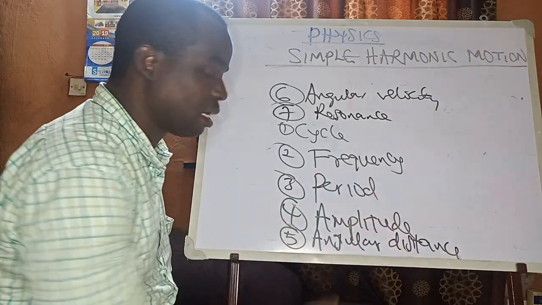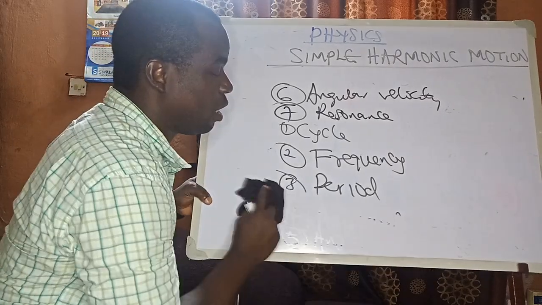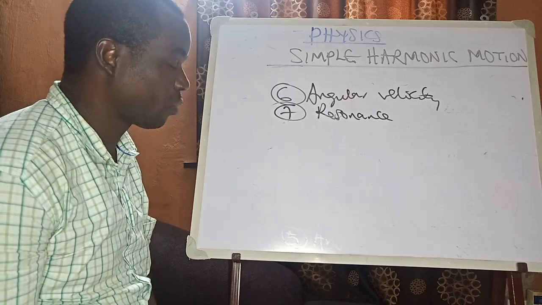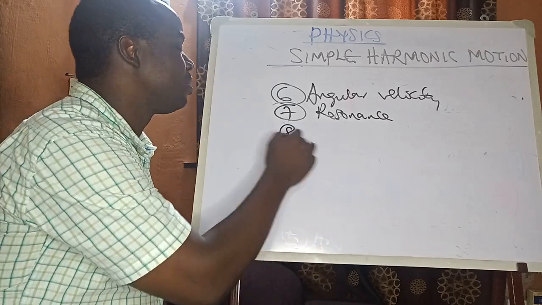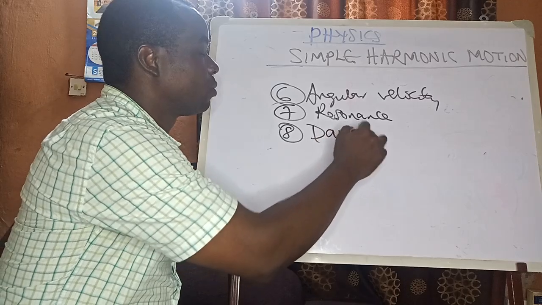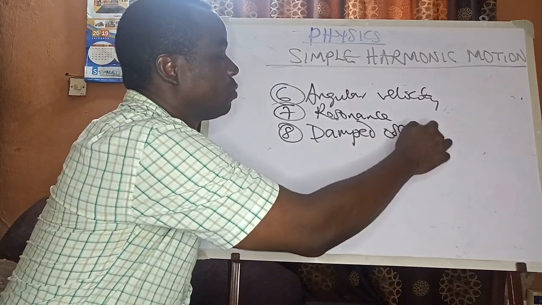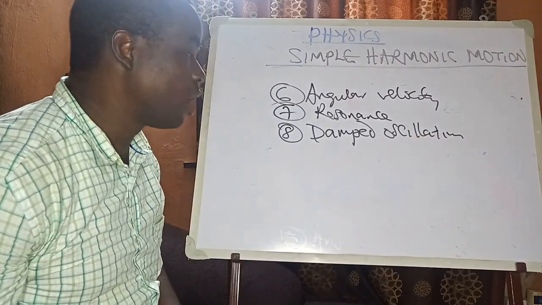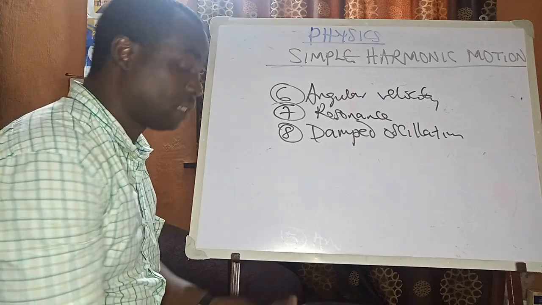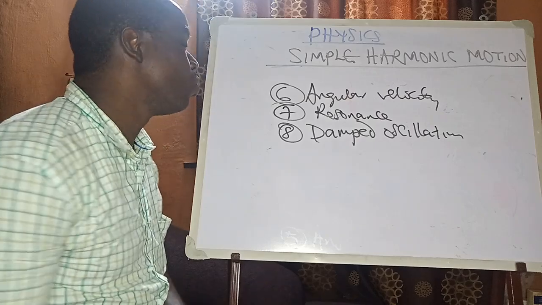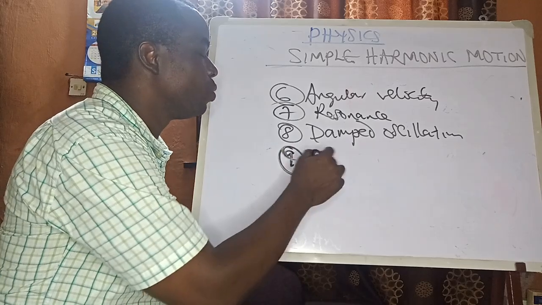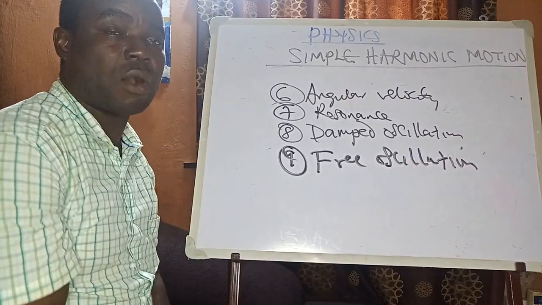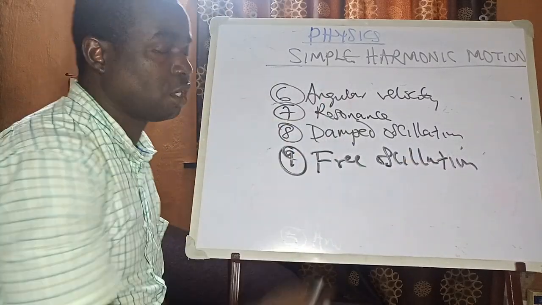Now the next one is, let's look at number 8. Let's look at damped oscillation. Then we'll look at that. And also at the same time, we'll look at free oscillation. Okay. Now I will explain damped oscillation. I will explain free oscillation.